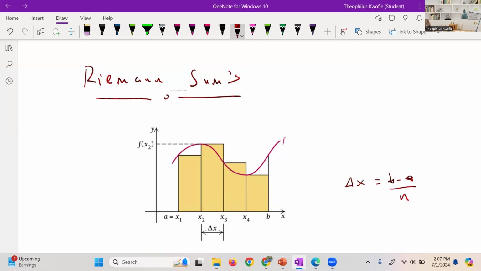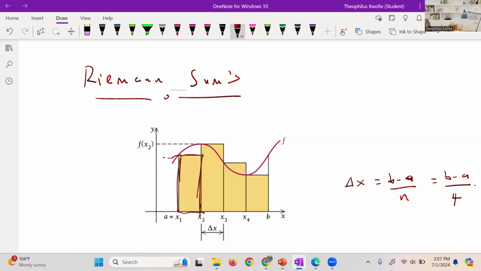In our case, we are only considering four rectangles, which means that our n will just be 4. So we are going to have B minus A over 4. Good. Then the function values give the height. When we look at the first rectangle, this is our first rectangle.